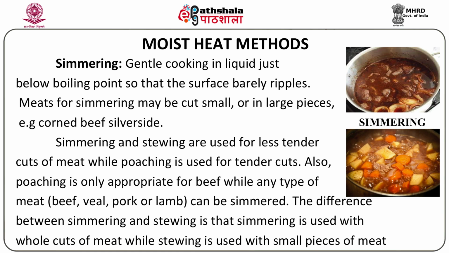So in the case of simmering, the meat is gently cooked in water or in a liquid. Here the temperature of the cooking water is maintained below the boiling point. So the bubbles, you will not find them boiling vigorously, but they barely ripple. Now meats that are simmered are usually the small cuts of meat, and sometimes large pieces of meat like the corned beef silver side are also cooked by simmering.